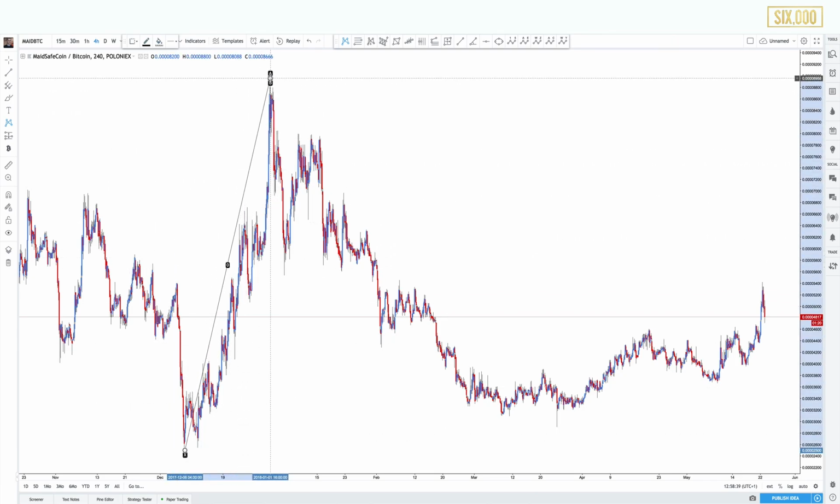The first step is identifying, is there a harmonic pattern? So we always want to identify that M or W type structure.